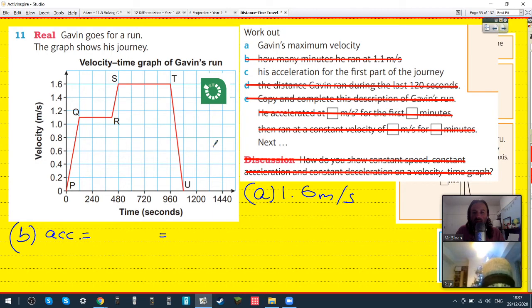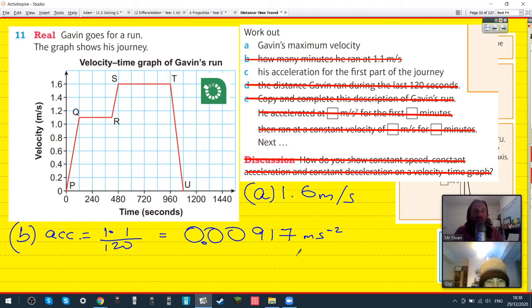9.16. And what was the working out? 1.1 divided by 120. And was it 9.16 times 10 to the minus 3 or something like that? Yeah, 9.1666666667 times 10 to the minus 3. So 10 to the minus 3, 3 zeros, and then I'll just write 917, and the decimal point goes there. Meters per second squared. And that's quite common.